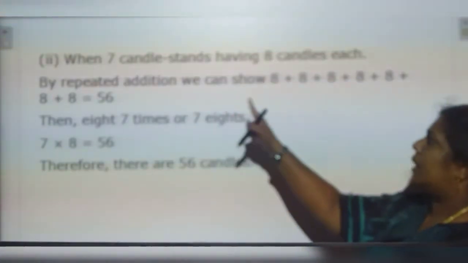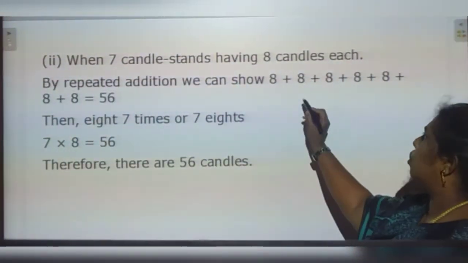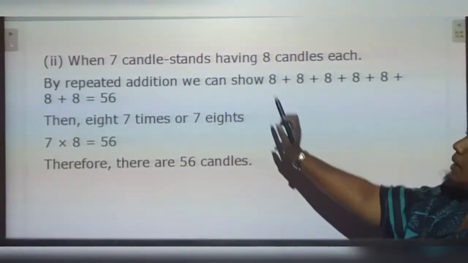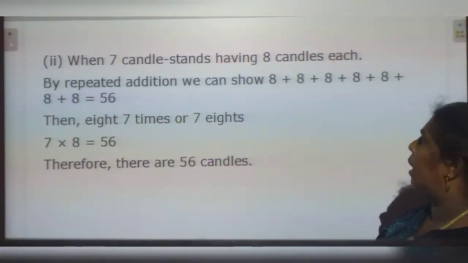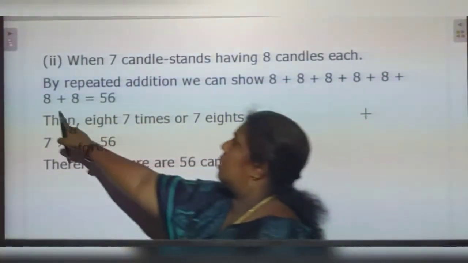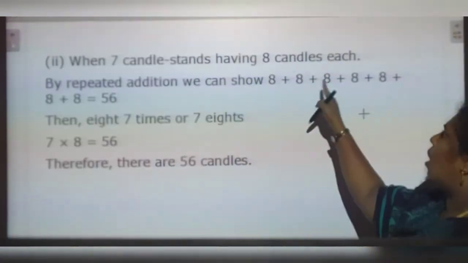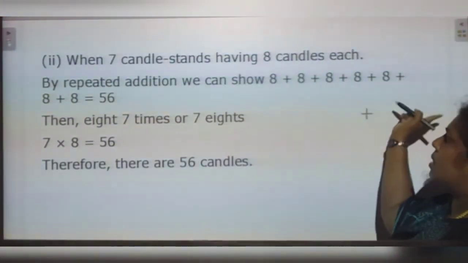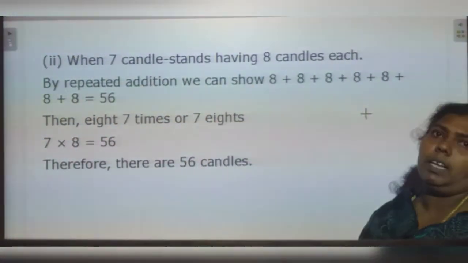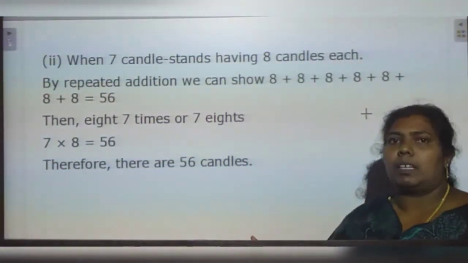When 7 stands have 8 candles each, by repeated addition we can show how many candles there are. When 7 stands, how much? 7. Okay. Then 1, 2, 3, 4, 5, 6, 7. Right. See here, if you add 8 plus 8 plus 8 plus 8 plus 8 plus 8 plus 8, what is the answer? 56. Okay.